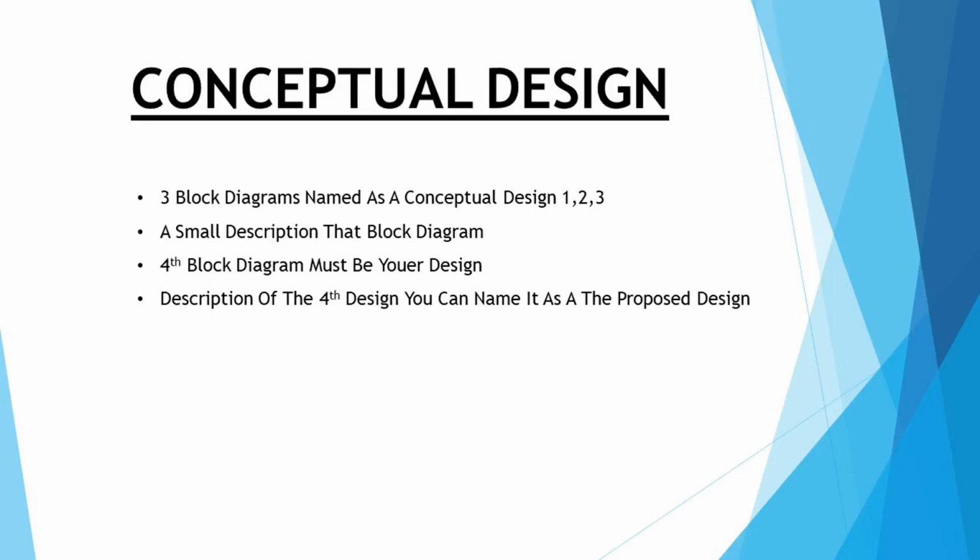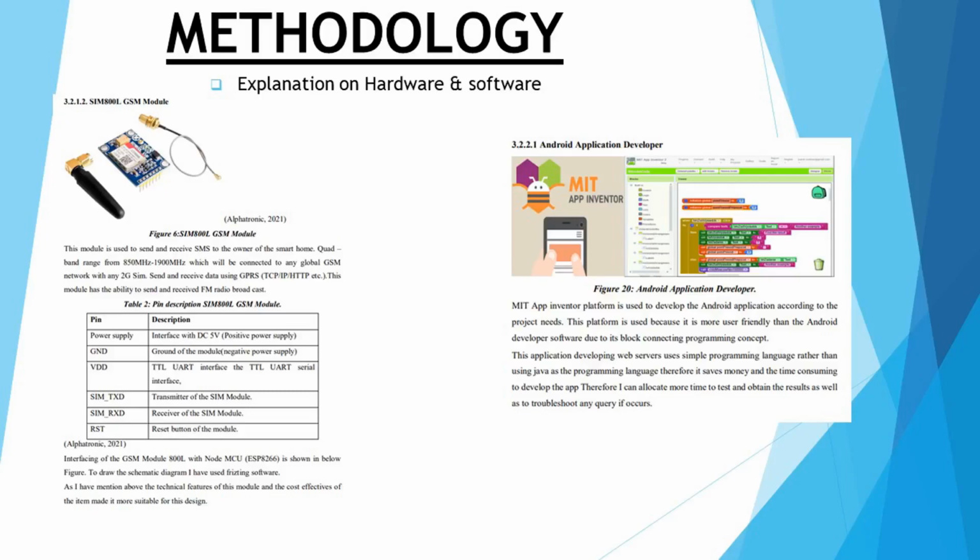And when you are writing about the 4th block diagram, that means your proposed design, you have to write a proper description for that, like what the inputs of your system are, what the outputs of your system are, how it's going to process, and what software you are planning to use. Those things you have to write in the proposed design. So once you're done with that, you can move to the methodology.